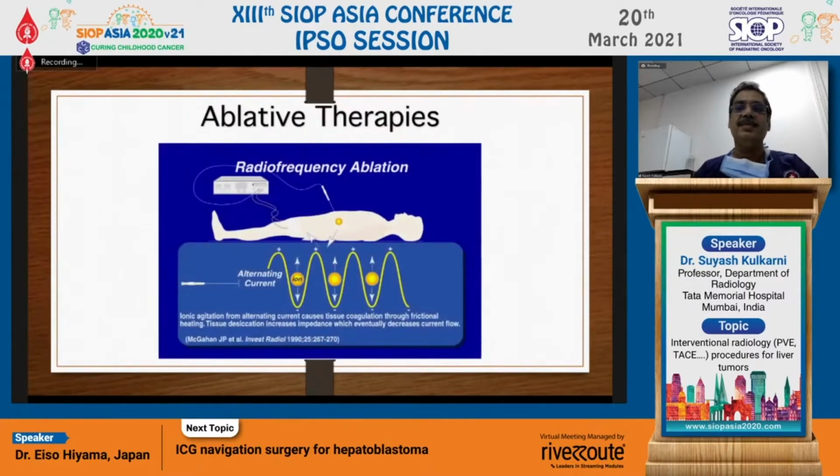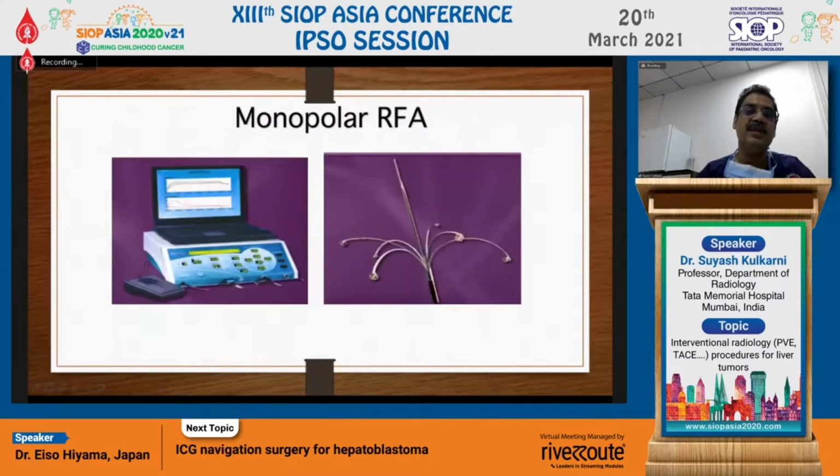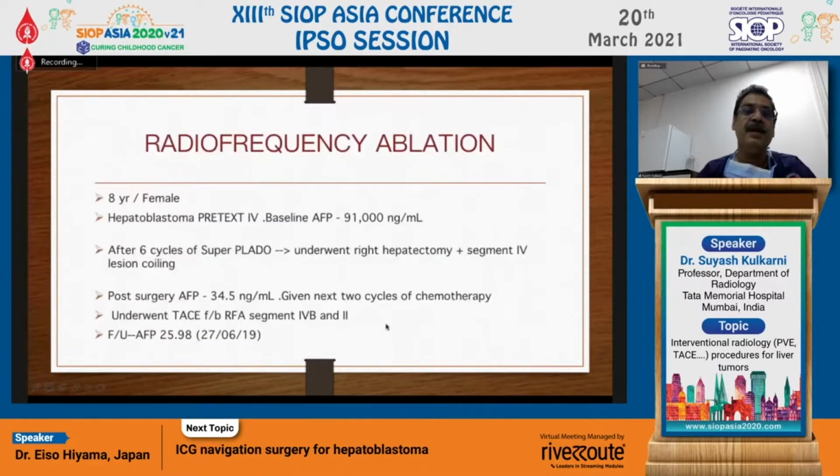Coming to various ablative therapies, which have become one of the modalities for treatment of various tumors in a minimally invasive way. The most established one is radiofrequency ablation, where the electrode is placed under image guidance into the tumor and a high frequency electric current is passed so that thermal energy is created, and we try to achieve coagulative necrosis of the tumor. These are the kinds of generators and electrodes that we use for radiofrequency ablation.